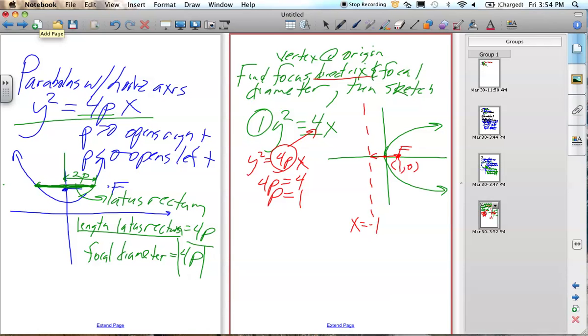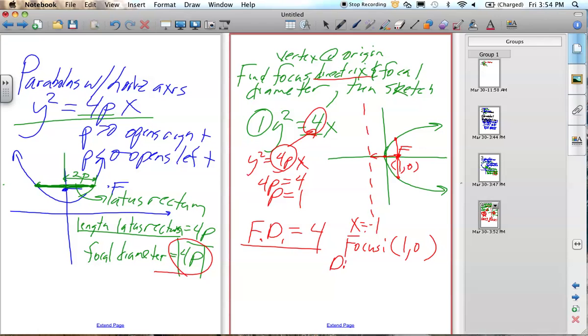Focal diameter. If you remember from before, the focal diameter is the absolute value of 4p. This is 4p, so my focal diameter is going to equal 4. And that's this distance right here. And you're done. We've got it sketched. We've got the focus, the directrix, and the focal diameter. Probably what you ought to do for me is write: focus is at (1, 0). Directrix, it's a line, so you've got to give me the equation: x equals -1. And focal diameter equals 4.